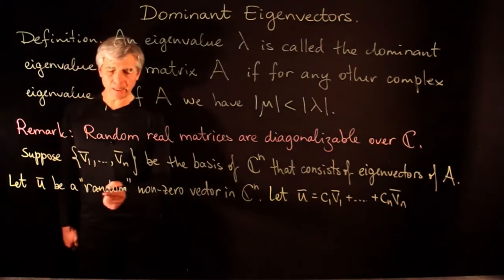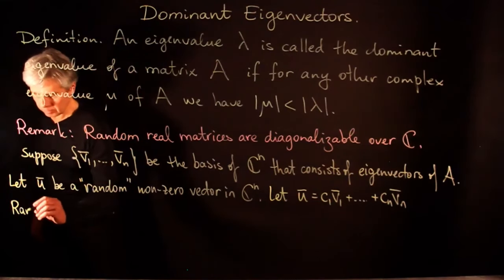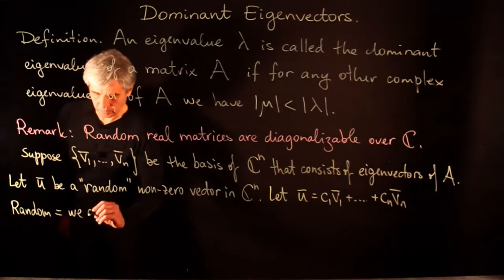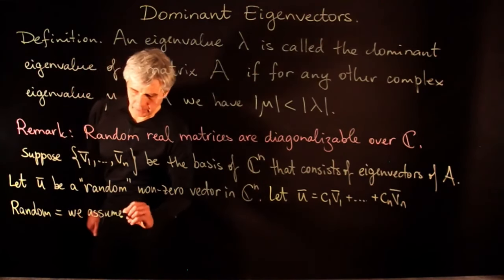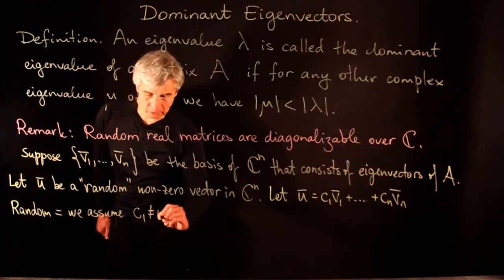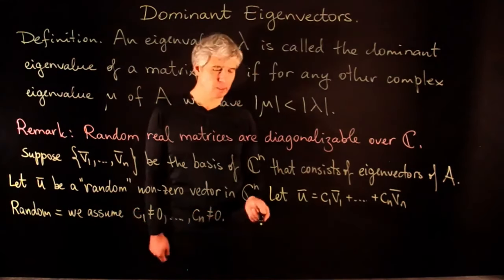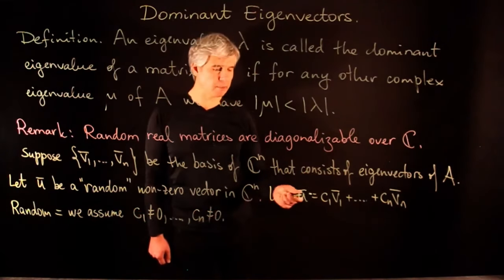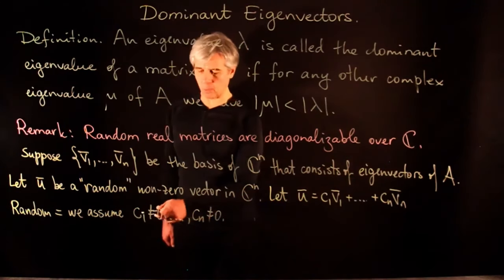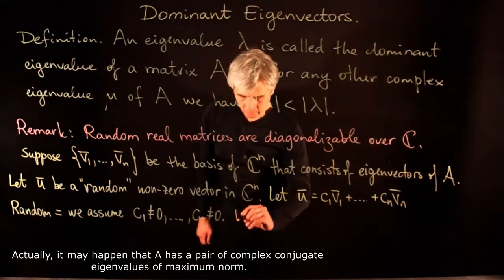Now, what is the meaning of this word random? So here, random means that we assume that all these coefficients in these expansions are not equal to 0. If we pick a vector u at random in Cn, then the probability that all of these coefficients will be non-zero is 100%.